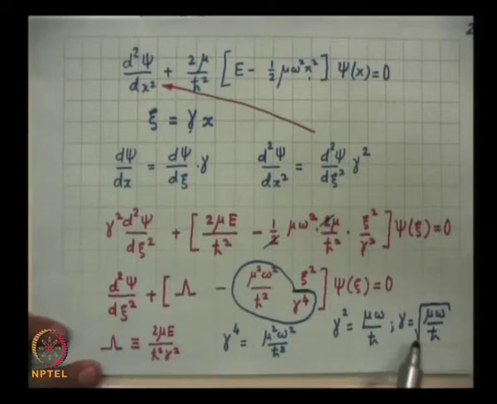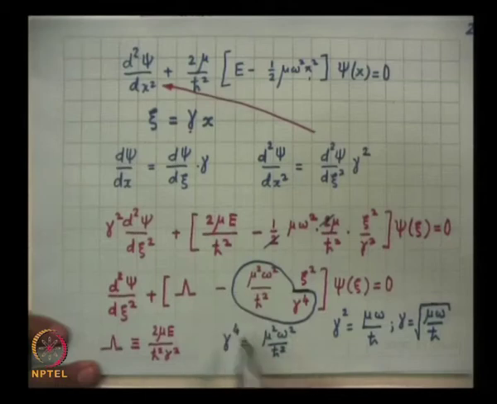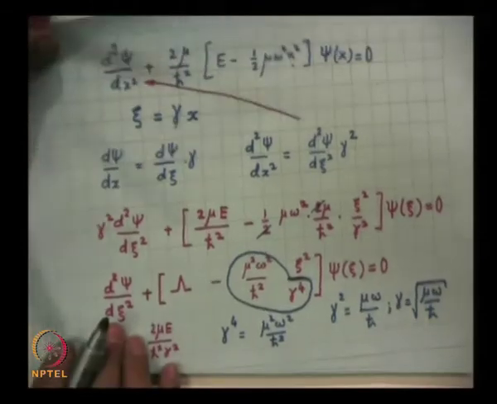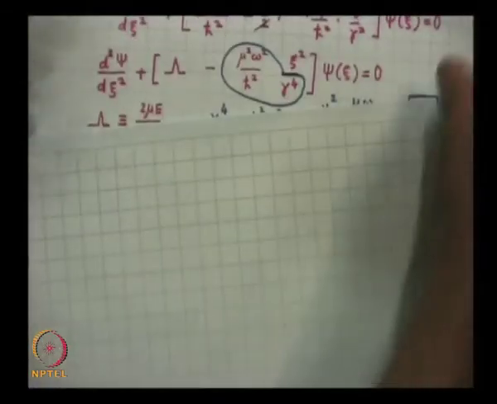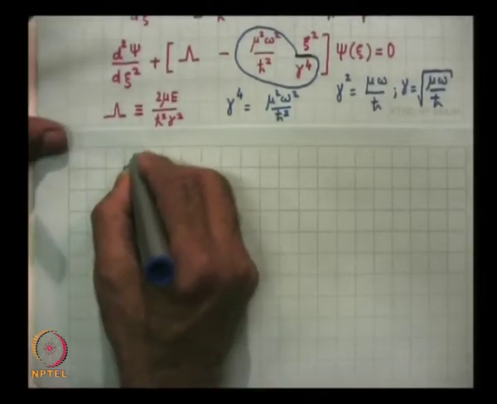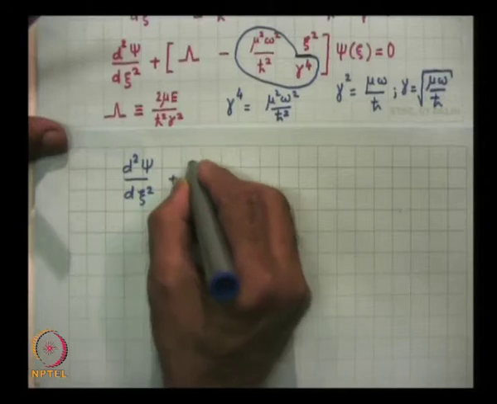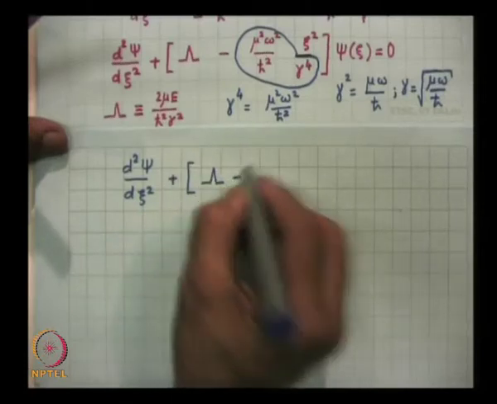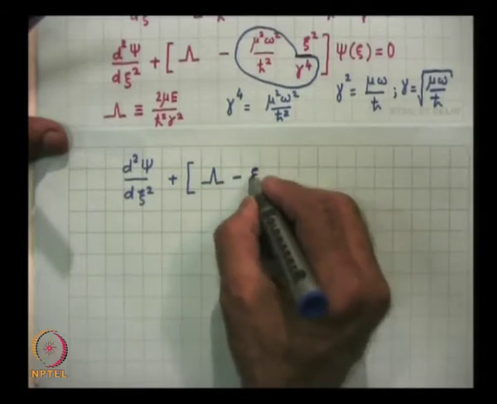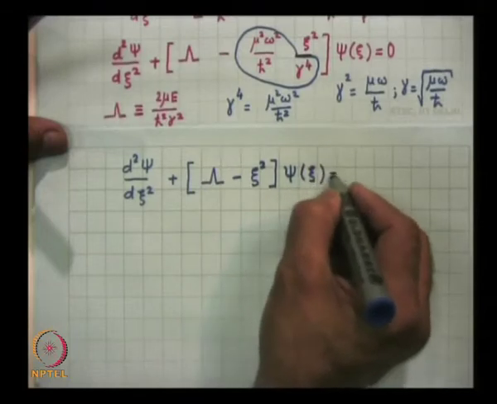So if I choose gamma equal to under root of mu omega by h cross, then this quantity which I have encircled with blue becomes 1, and so the Schrodinger equation becomes d2 psi by d xi square plus lambda, and this quantity is 1, so this is xi square, psi of xi is equal to 0.